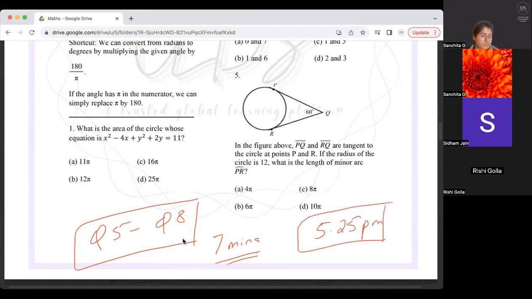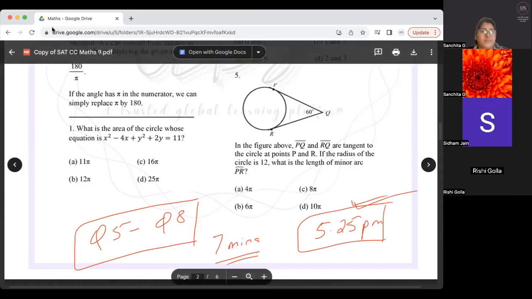Mom, which handout is this? Which handout is this? 9.